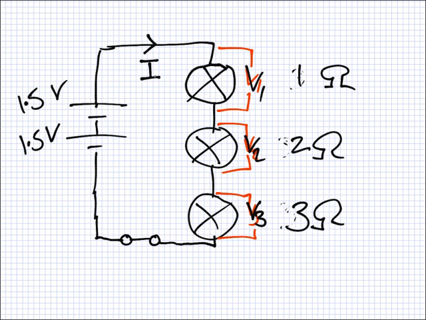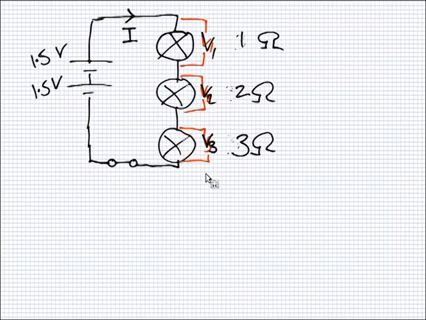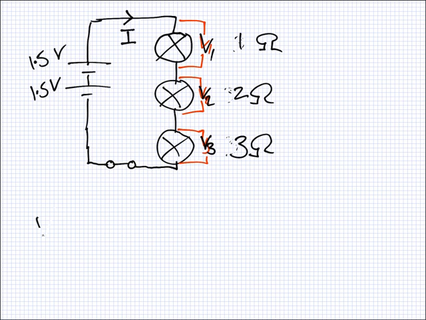Okay, we got an answer? Good job, Harry. So the first thing you want to do is get this current, I think, using VIR. I equals V over R. Now, if we look at the total, what's the V? Yeah, because these add. And the R? 6. So it's 0.5 amps.